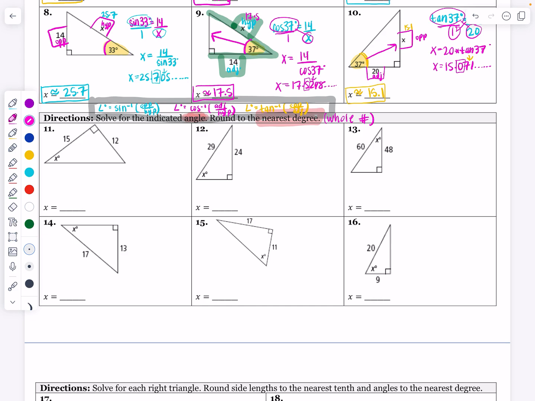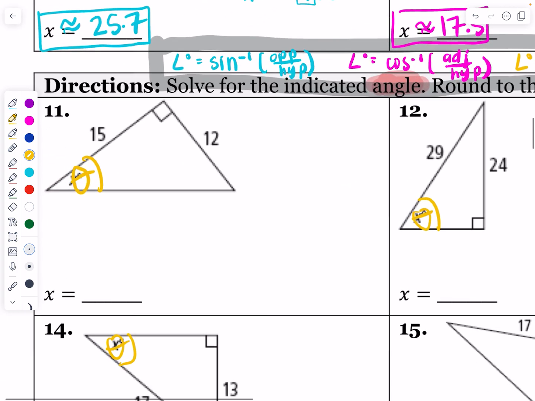Okay, so the first thing I'm going to do for every single one of these, we know that the Greek letter theta typically represents an angle. So I'm just going to put a theta on every single one of these where there's a variable, if it doesn't already have one there. That just reminds me, hey, I need to use some inverse trig. That's what I'm looking for every single time. So now we just have to figure out, is it inverse sine, inverse cosine, or inverse tangent?